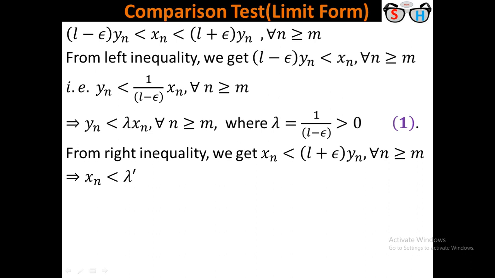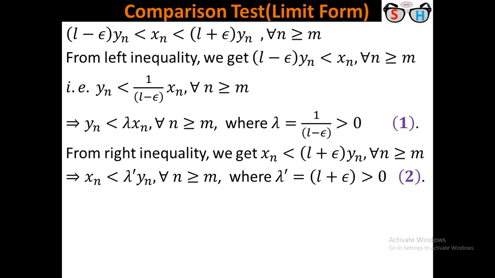We take L plus epsilon as lambda dash. Clearly lambda dash equals L plus epsilon and it is positive. So here we see that yn is less than lambda xn, and xn is less than lambda dash yn for all n greater than or equal to m. Here lambda and lambda dash are positive constants.